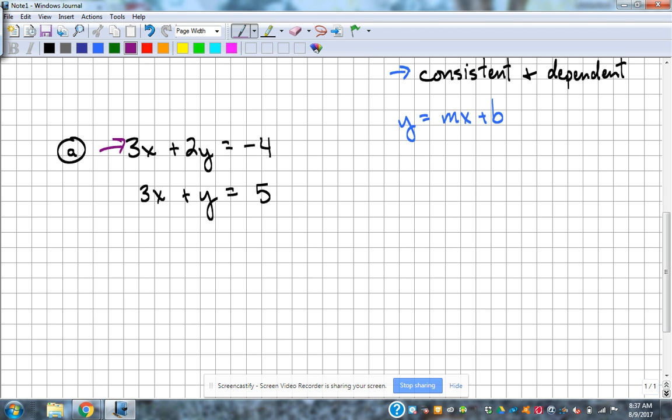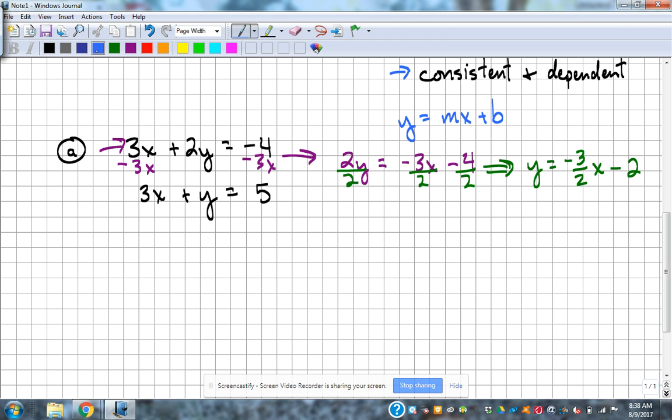What do I do? Subtract 3x. So that's going to be 2y is equal to -3x minus 4. Then what? Divide by 2. So that one in slope-intercept form is y equals -3/2x minus 2. Good to know.